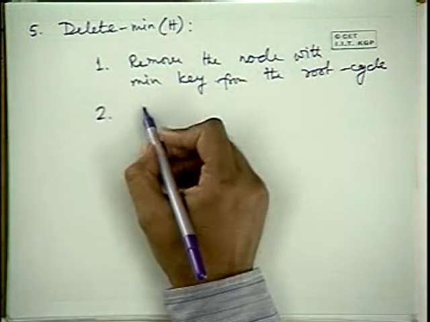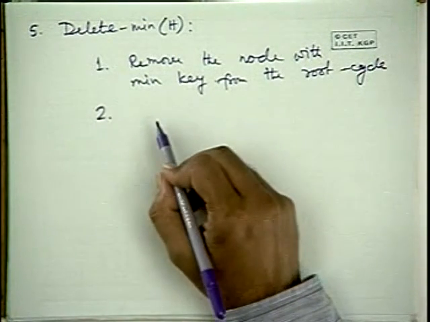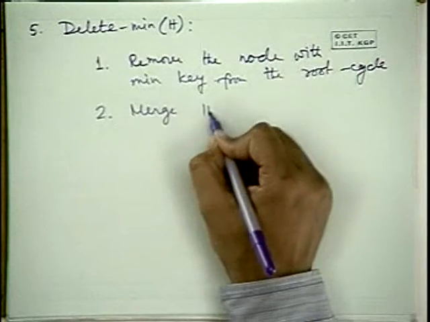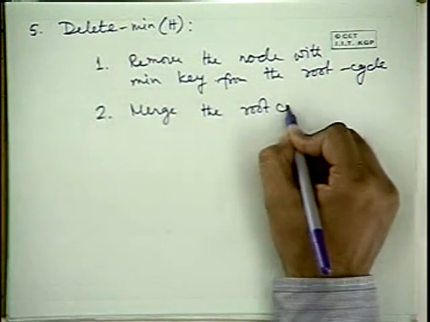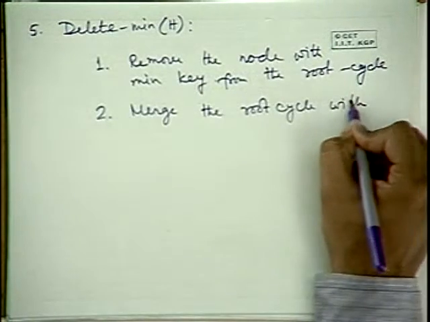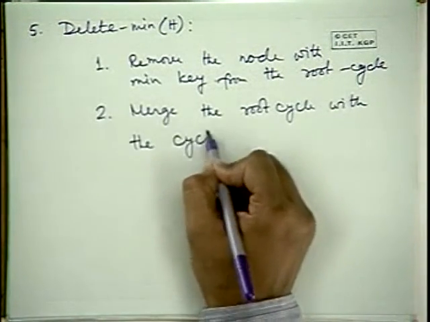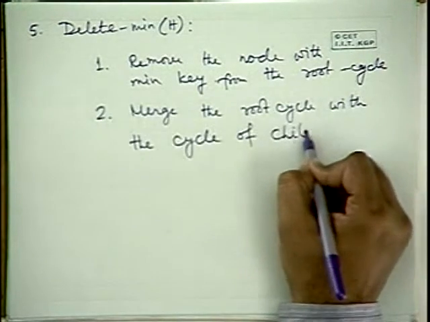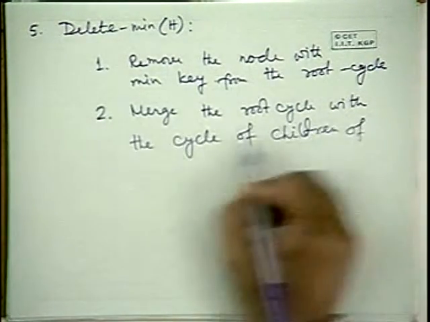Now the second one. When you remove this particular node from the root cycle, what happens to its children? Children are also in a cycle. So basically take its children and put them in the root cycle. You merge the root cycle with the cycle of its children. Merge these two cycles into one now. So merge the root cycle with the cycle of children of the node.